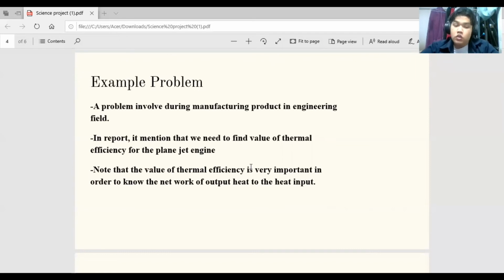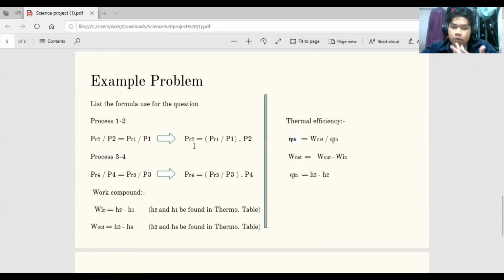jet engine. Note that the value of thermal efficiency is very important in order to know the net work of heat output to the heat input of the jet engine, so that we can calculate, and also in order to know what kind of material is suitable for the jet engine. In this kind of problem, we use the thermal efficiency formula. Before we use it, we need to find all the components needed in the thermal efficiency formula.